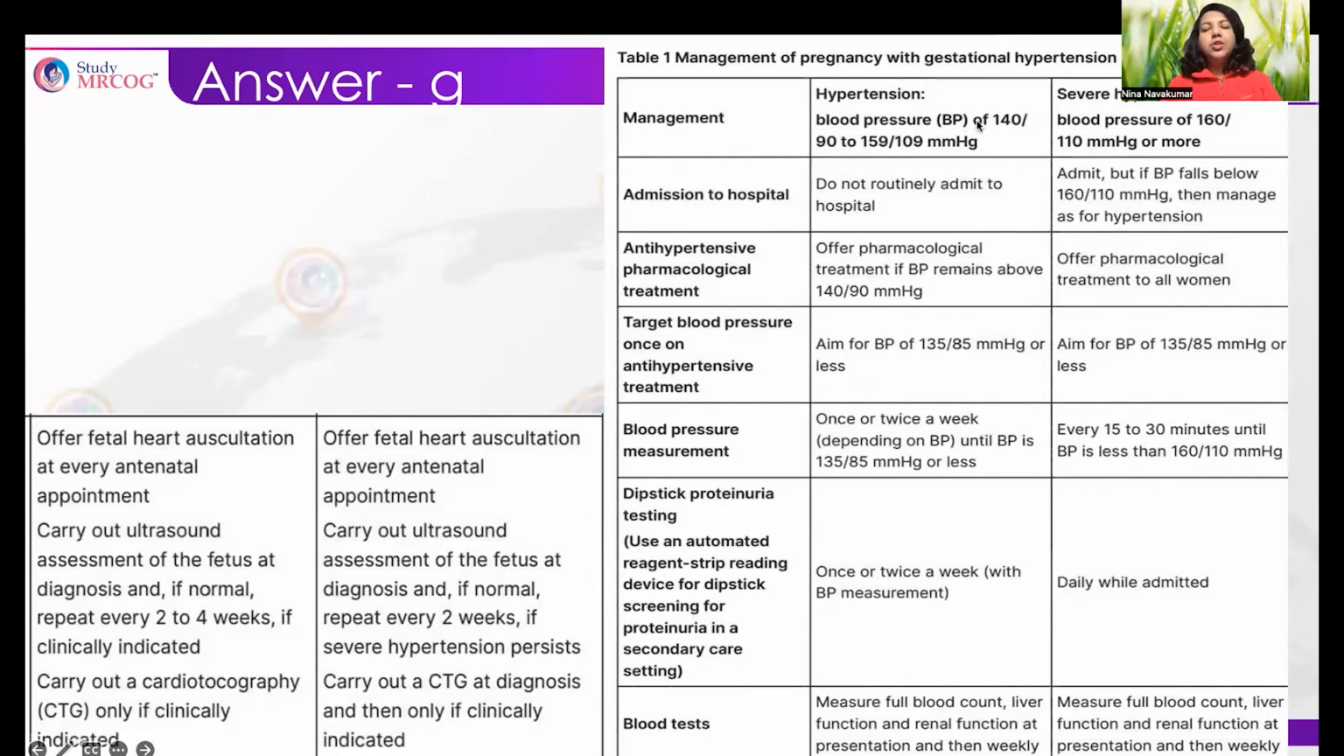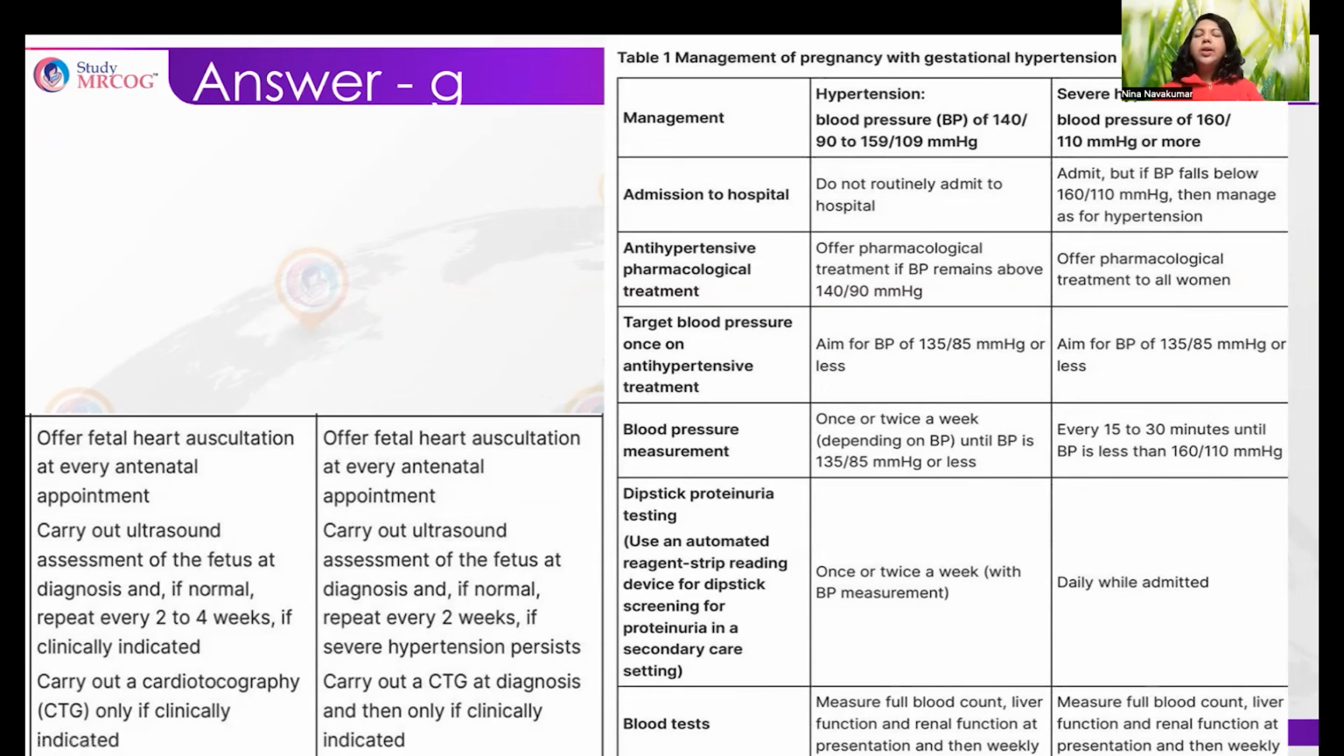If the blood pressure for gestational hypertension is between 140/90 to 159/109 millimeters of mercury, then it is not required to routinely admit her to the hospital. And we can offer her oral antihypertensives if the BP persistently remains more than 140/90. And the target blood pressure to be aimed is 135/85 millimeters of mercury or less. And the blood pressure checking to be done once or twice per week until the blood pressure is in the target range.